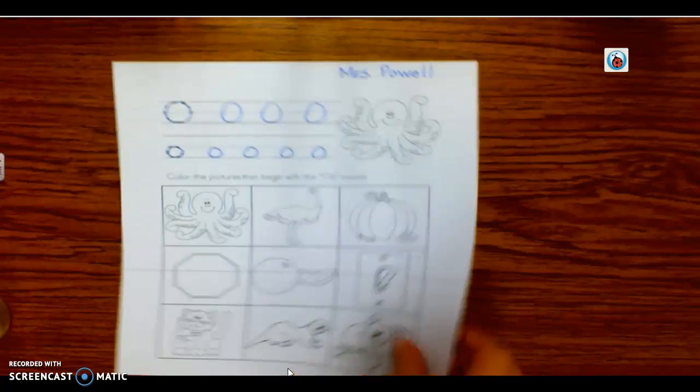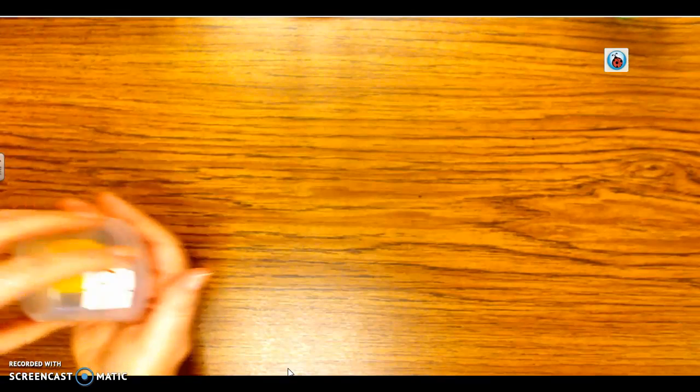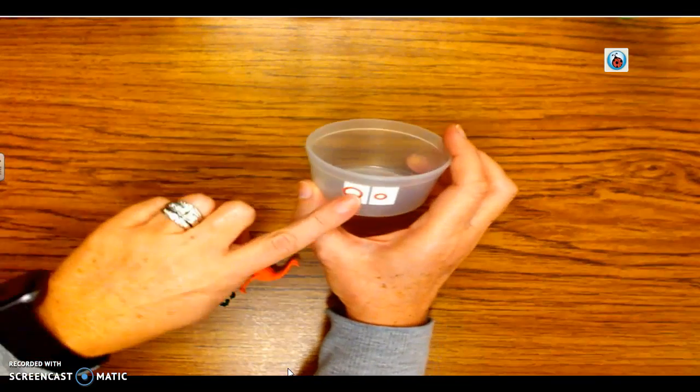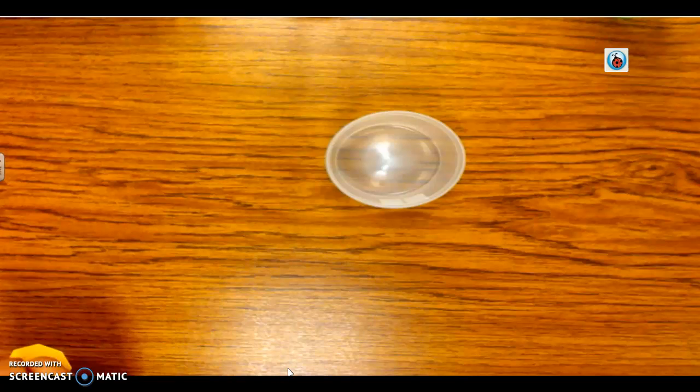All right, boys and girls, one thing I forgot to show you at the very beginning is our letter cup. I started these yesterday. So here's our cup with the letter O, uppercase O and lowercase o, and let's see what's in our cup today. Oh, these are things we just looked at.